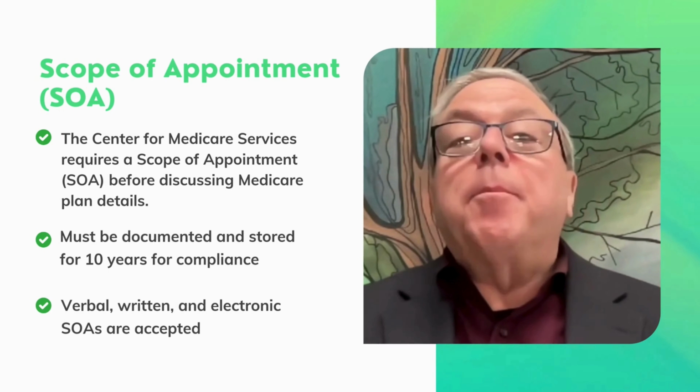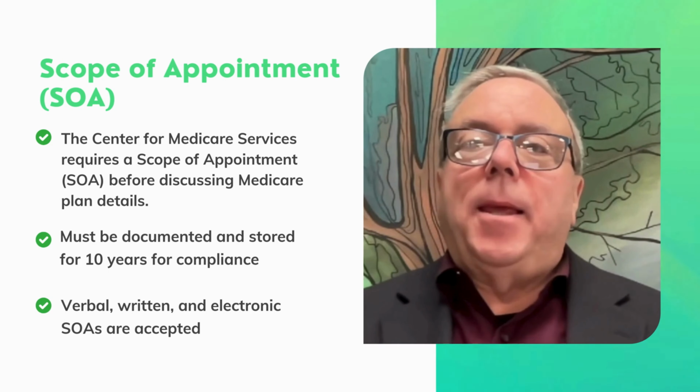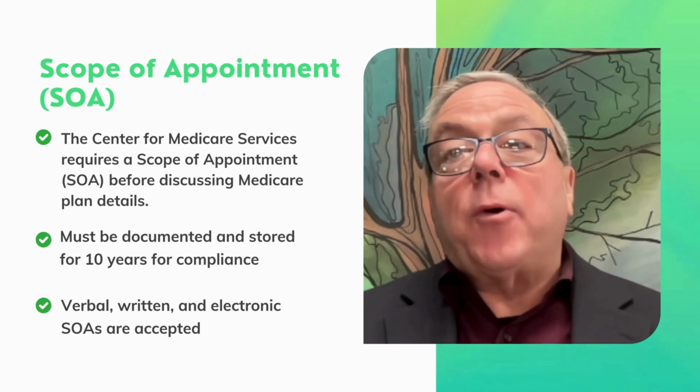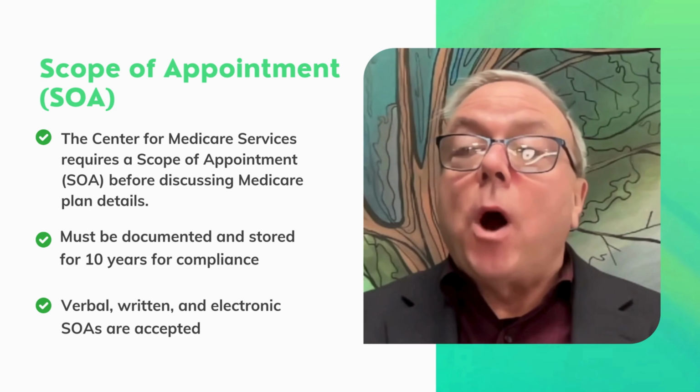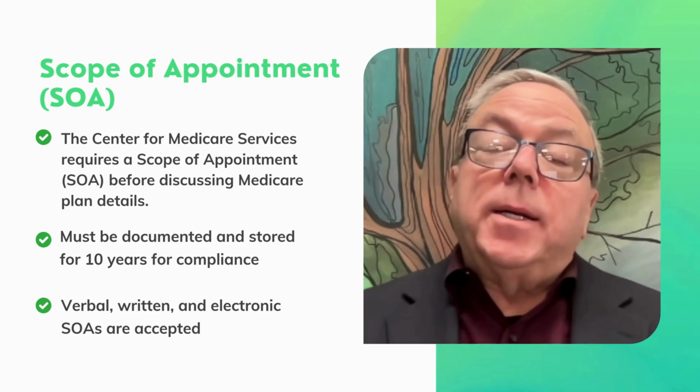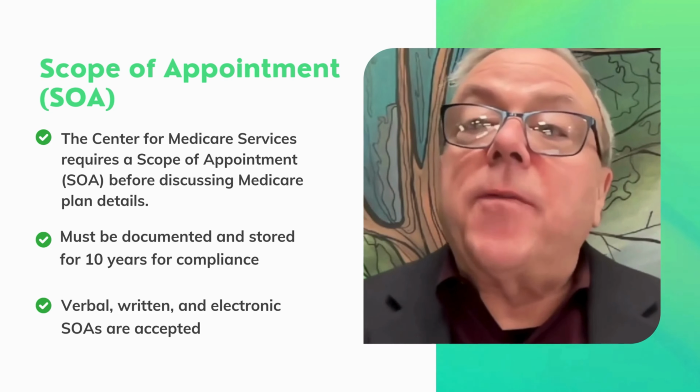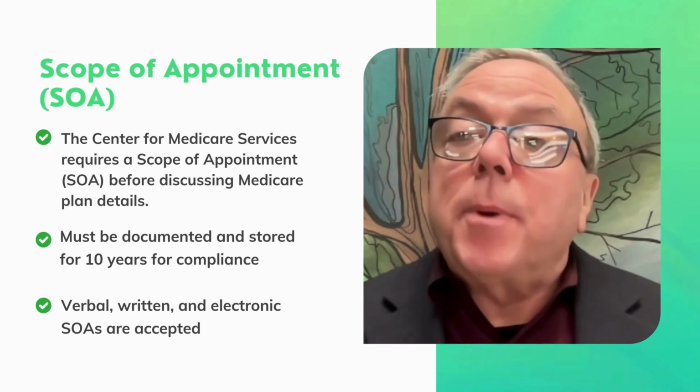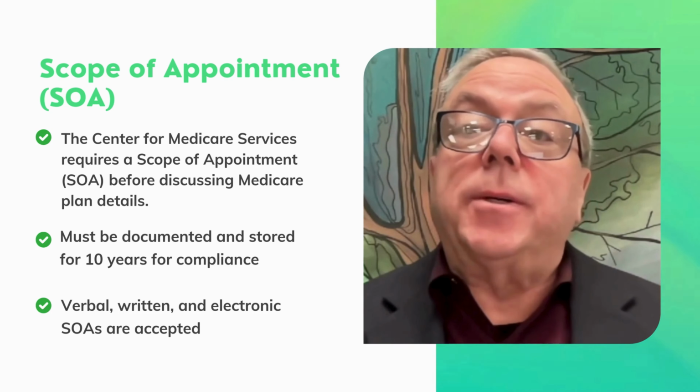Step 1, completing the scope of appointment. Before we can discuss your Medicare options, federal rules require a scope of appointment form. This form protects you as a beneficiary and ensures compliance with federal regulation. Here's how to complete it.